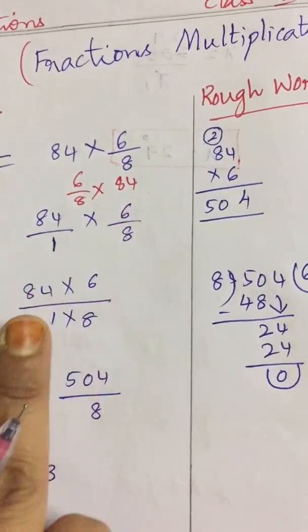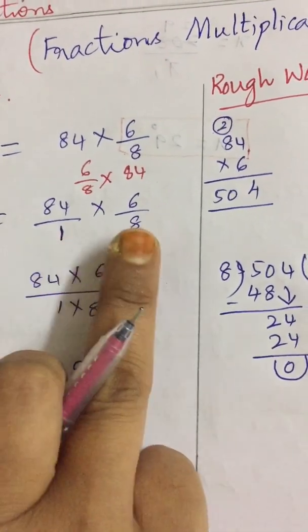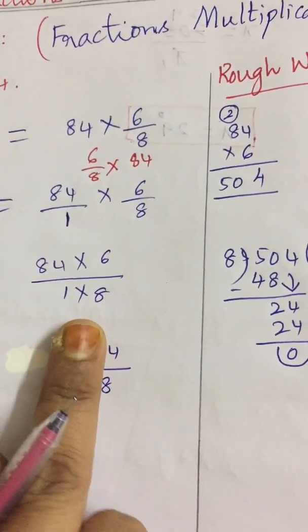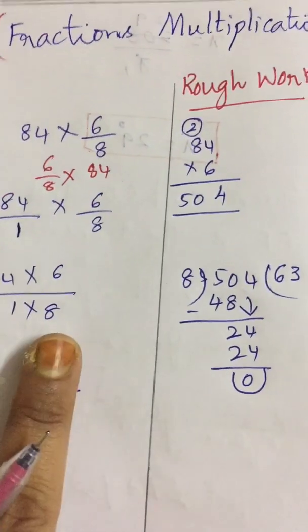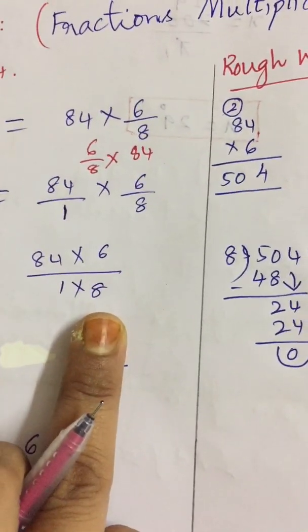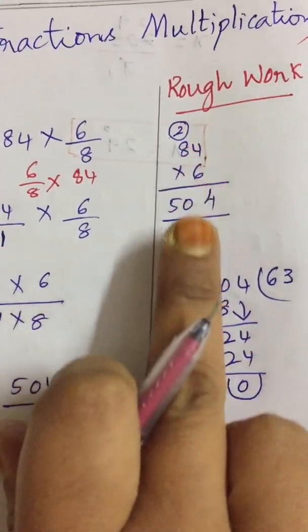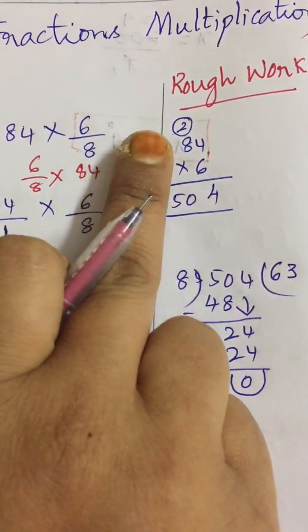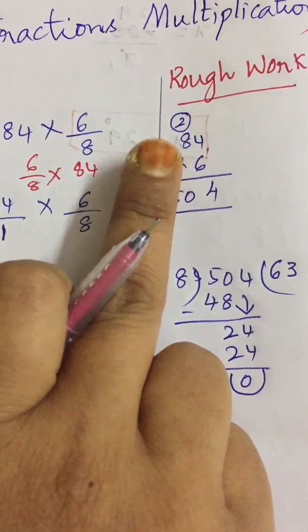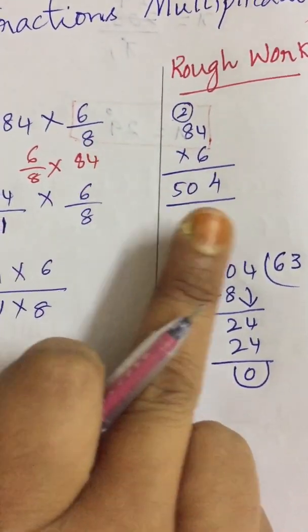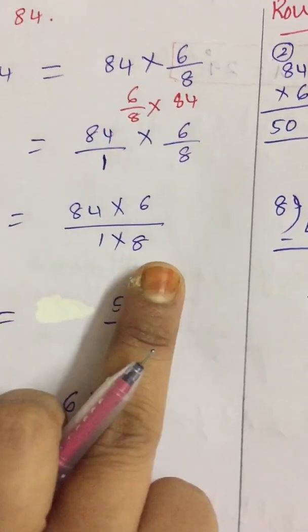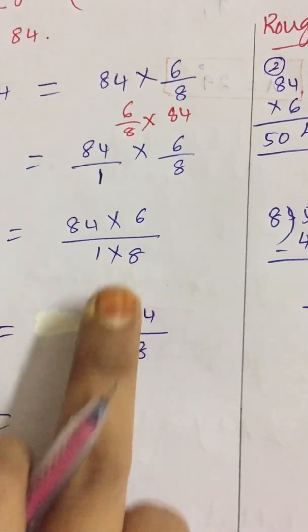Now numerator into numerator we can multiply, and denominator into denominator we can multiply. 84 into 6 whole divided by 1 into 8. So 84 into 6, in rough column you can multiply. 6 4s 24, 4 here, 2 carry, 6 8s 48, 48 plus 2 is 50. So 504 whole divided by 1 into 8, 1 8s 8.